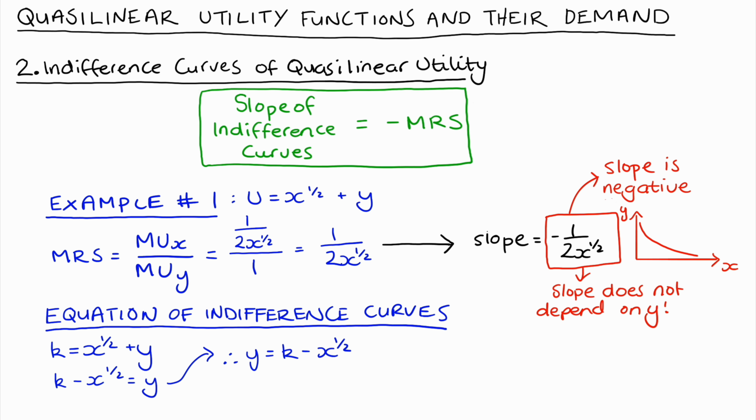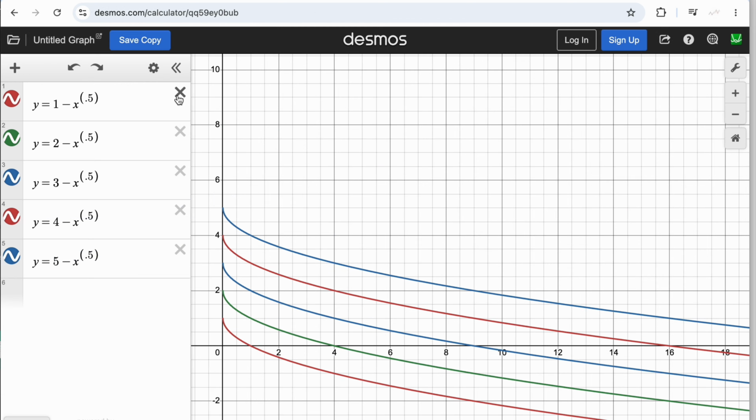We can set k to whatever amount of utility that we want. And at this point, I think it's really useful to jump onto a graphing app so that we can graph a few of these. I use Desmos. I'll link to it below in the description. It's a great site in general. And here you can see I have put the equations of some different indifference curves up here on the left, and I've just set k, that level of utility, to 1, 2, 3, 4, and 5.